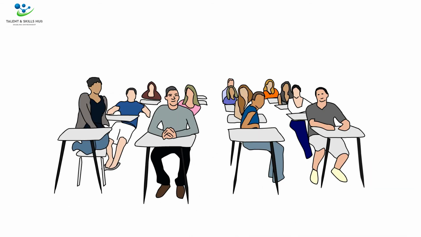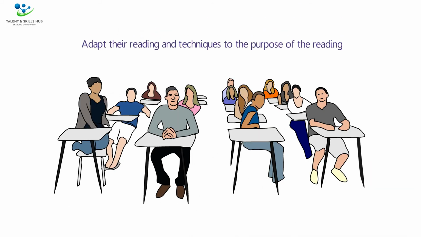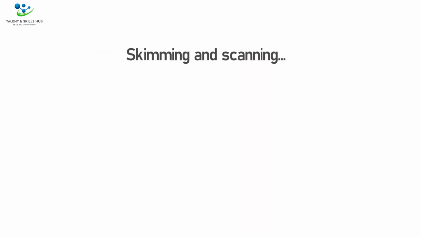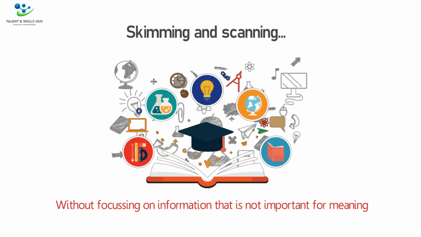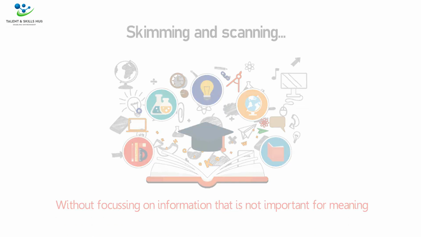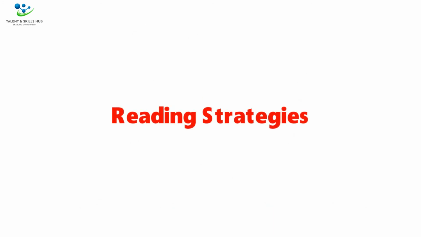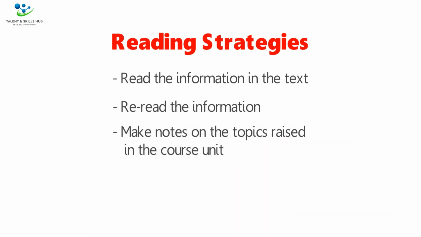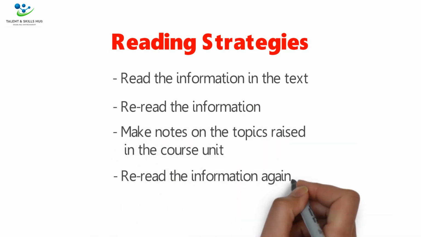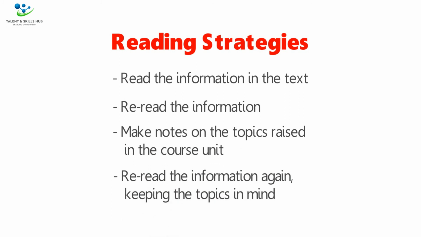Students need to learn that they need to adapt their reading techniques to the purpose of the reading. By practicing skimming and scanning, the individual learns to read and select specific information without focusing on information that is not important for meaning. Reading strategies. Read the information in the text. Reread the information. Make notes on the topics raised in the course unit. Reread the information again, keeping the topics in mind.